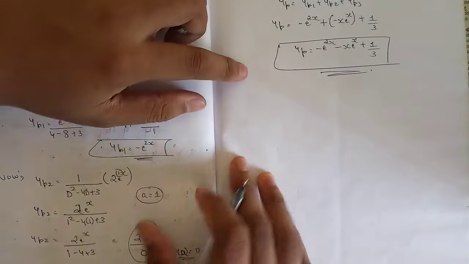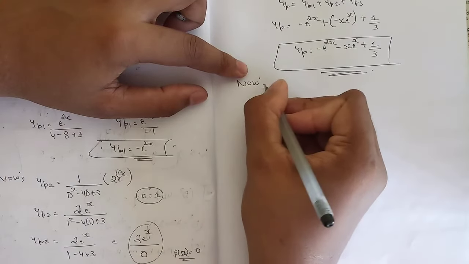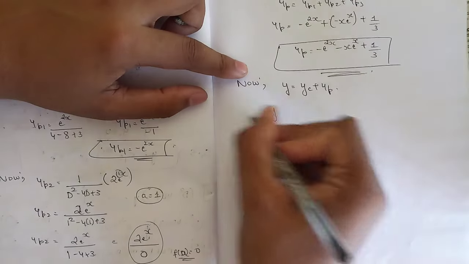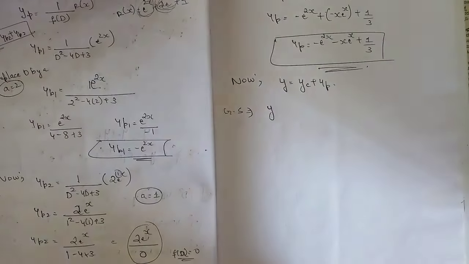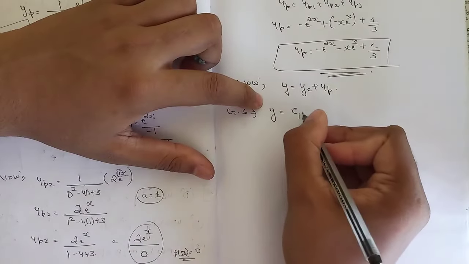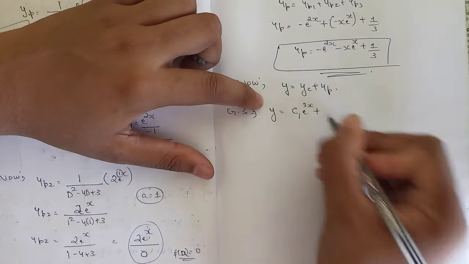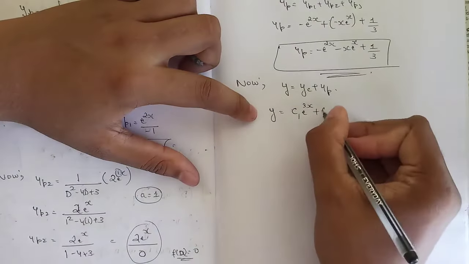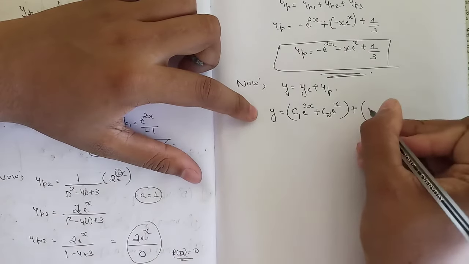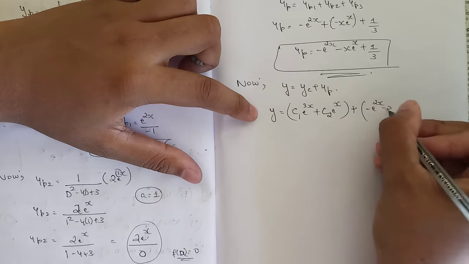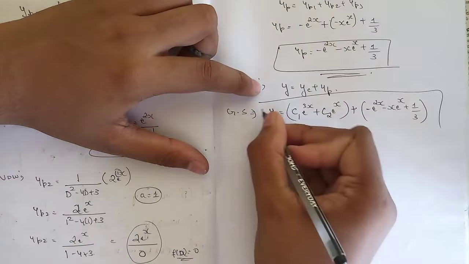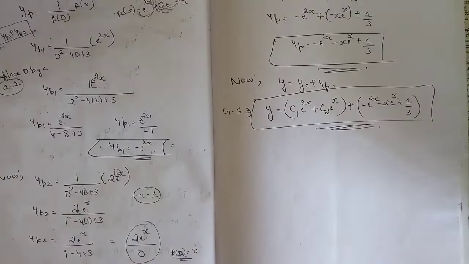Now in order to write the general solution, we know that y is equal to yc plus yp. So the final general solution will look like this: we got yc as c1 e to the power 3x plus c2 e to the power x. This is your yc term, plus the yp term, minus e to the power 2x minus x e power x plus 1 by 3. So this is the final answer of this question.